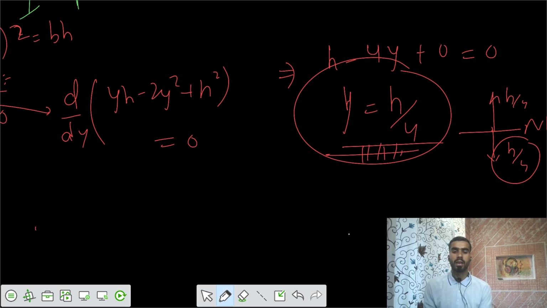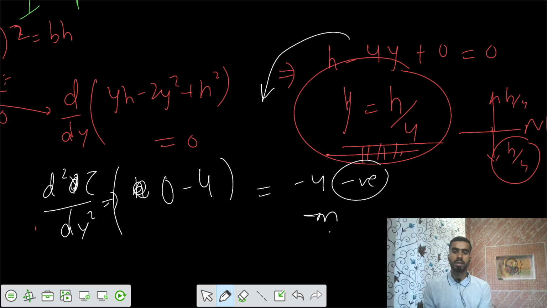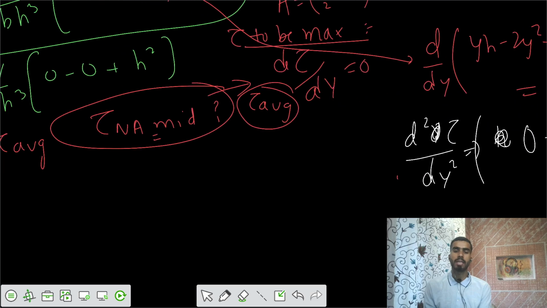You want to see whether it is maxima or minima. To check, you double differentiate it: d2 tau by dy2 equals, for this part you differentiate again, so 0 minus 4. That comes out to be minus 4, which is negative. So that is maxima, at y equals h by 4.